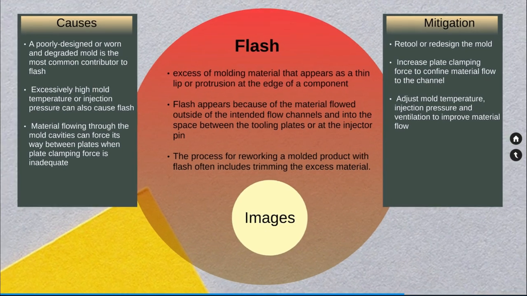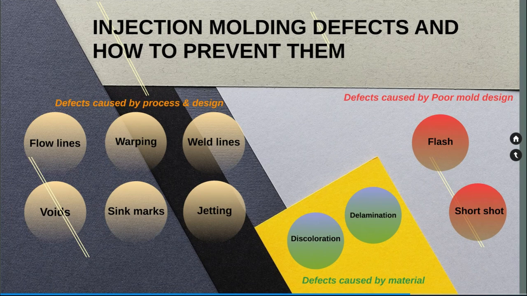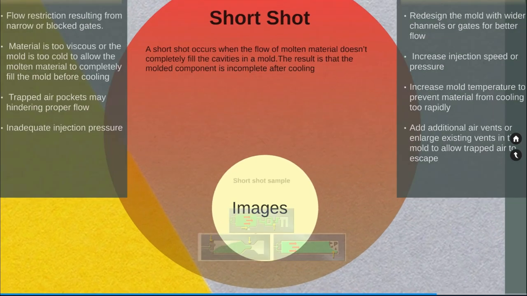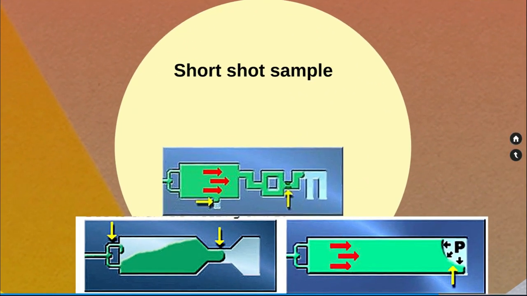The next one is short. The short occurs when the flow of molten material doesn't completely fill the cavity in the mold. The result is that the molded component is incomplete after cooling. So you can see the short samples. Here you can see that the molten material is pushed into the mold and the material is not sufficient to fill the entire mold cavity. So this can cause short.